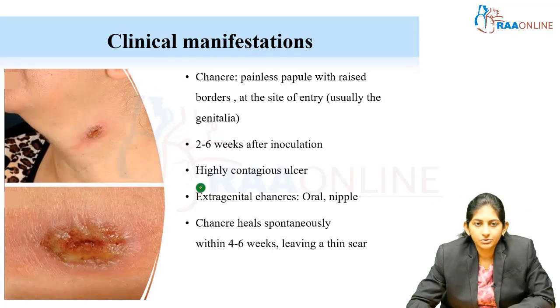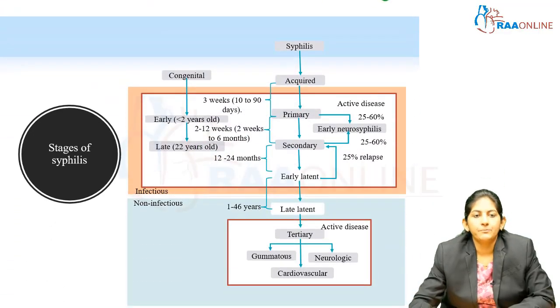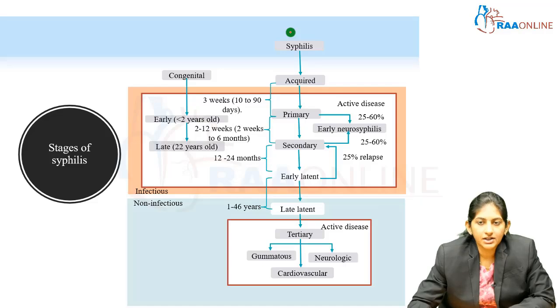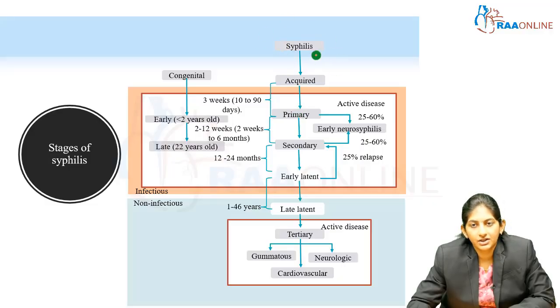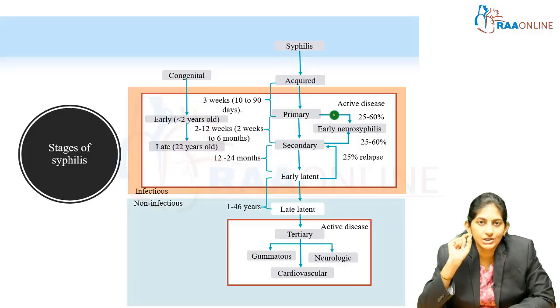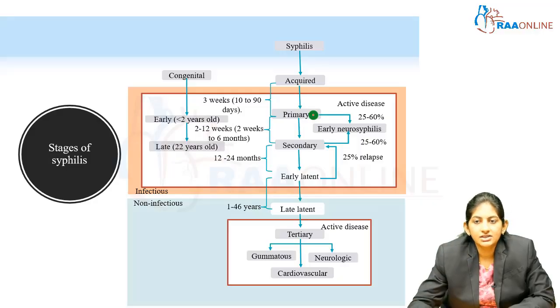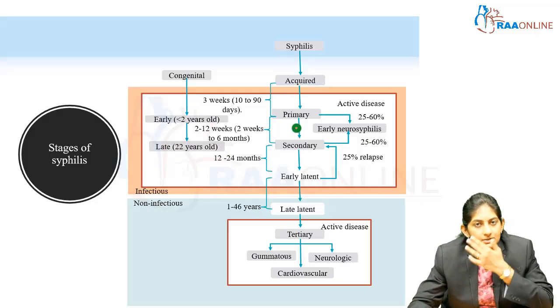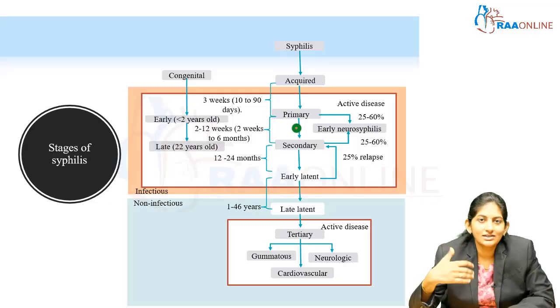Okay, I'll show you the algorithm. So these are the stages of syphilis. Once the patient is infected, this is about acquired syphilis I'll talk about first. Once the patient gets the infection, primary syphilis means they will have only the chancre and the regional lymphadenopathy. Okay, so this is the primary syphilis. Next comes the secondary syphilis, where systemic symptoms are occurring.